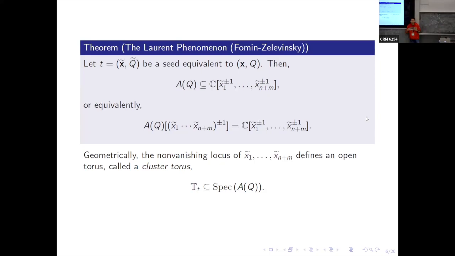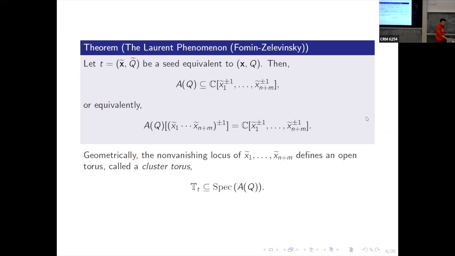So there are many cancellations that give you this. And because by definition, all these variables, x1 tilde up to x n plus m tilde, already belong to the cluster algebra, another way of expressing the Laurent phenomenon is that once you take the product of the variables in this seed and you invert it, then you get Laurent polynomials in these variables.